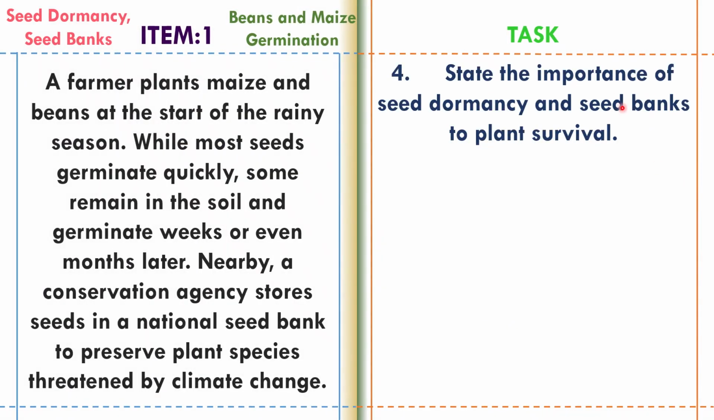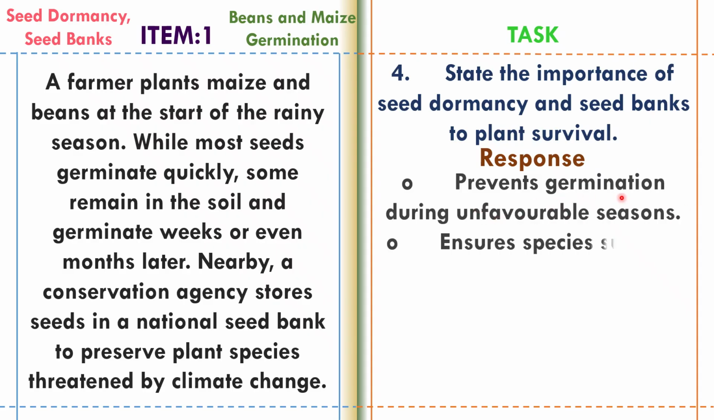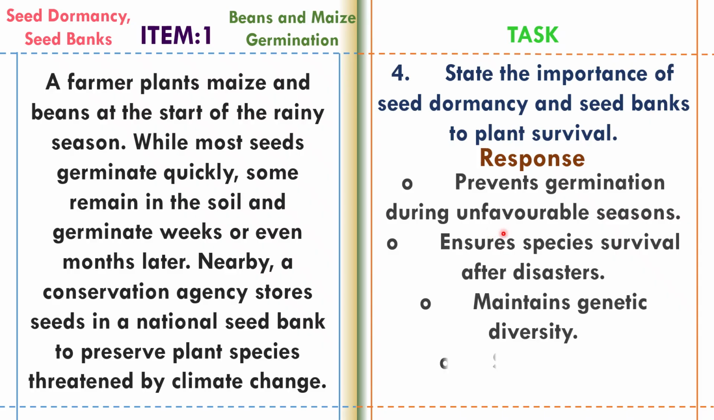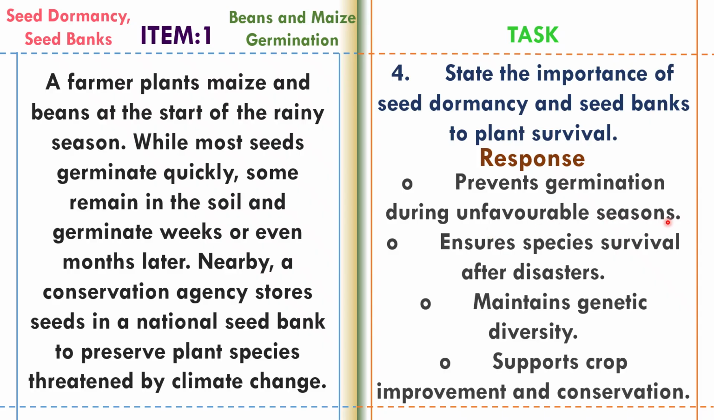State the importance of seed dormancy and seed banks to plant survival. Prevents germination during unfavorable seasons. Ensures species survival after disasters. Maintains genetic diversity. Supports crop improvement and conservation.